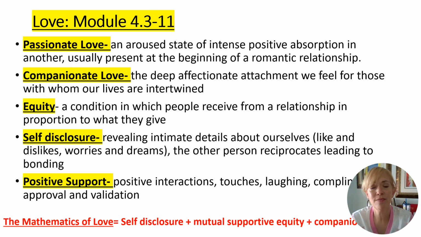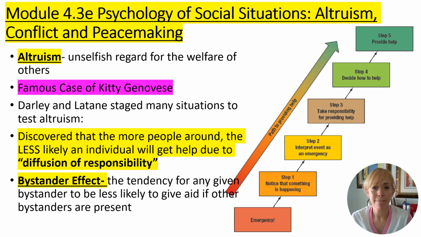Okay, in this slide, the most important 2 words are passionate love versus companionate love. Passionate love is like romantic love. Companionate love is like friend love. And it's really important that you read about what facilitates these things and what inhibits them. Very important slide right here.